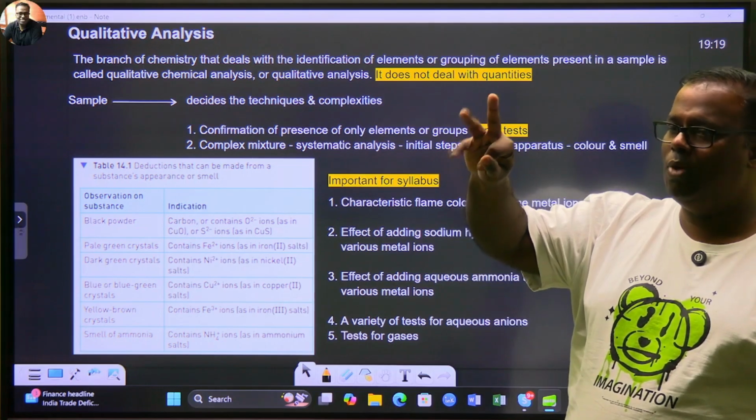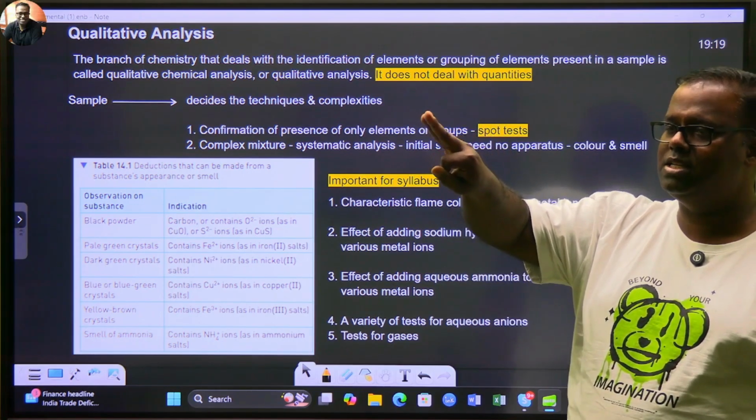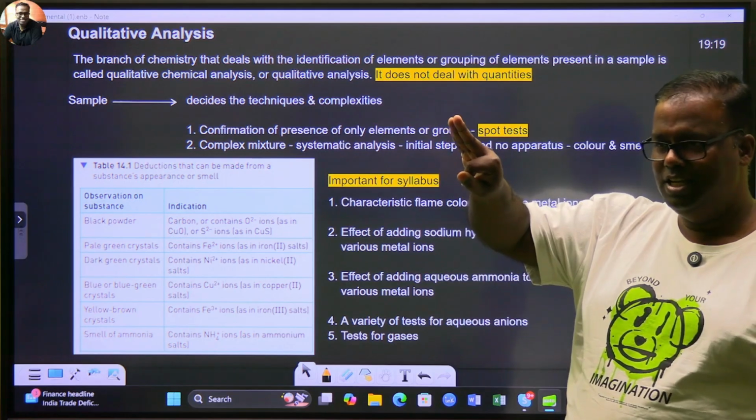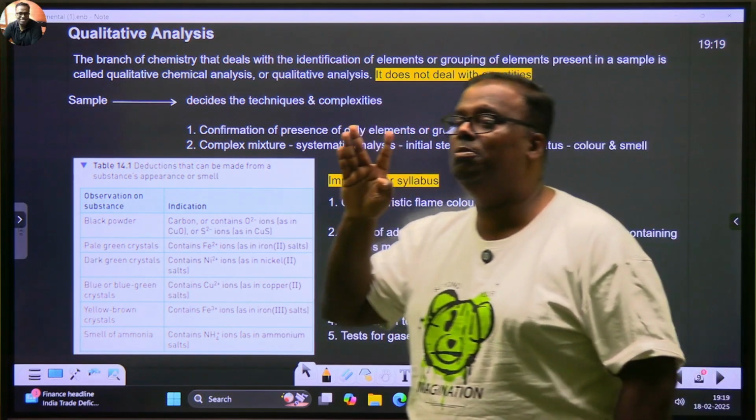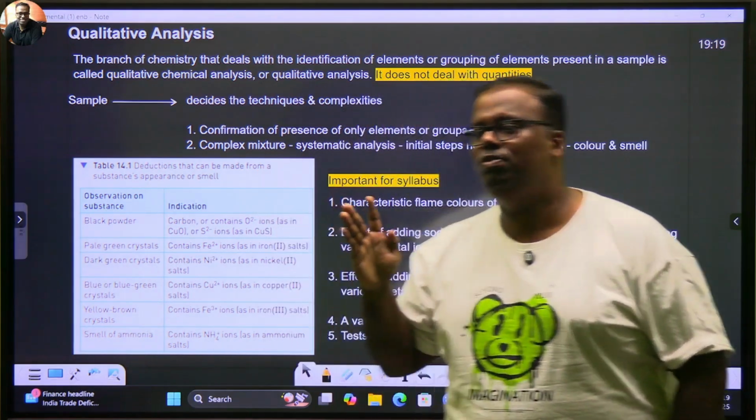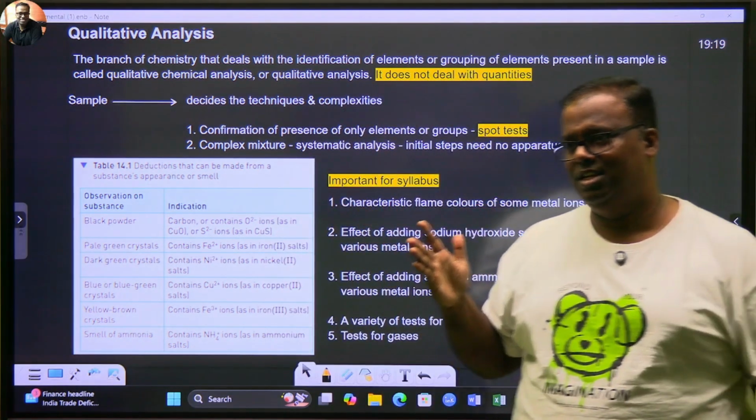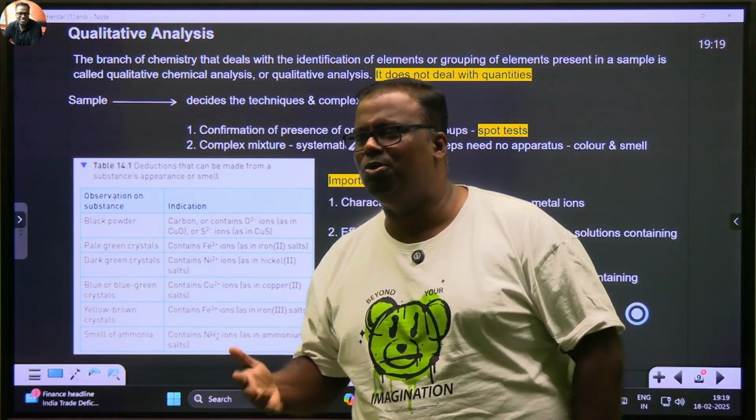Because 1, 2, 3, you were very biased towards only the cations. So the fourth one will be all about anions. And the fifth one will be about gases. There also we'll see what is important for our syllabus.